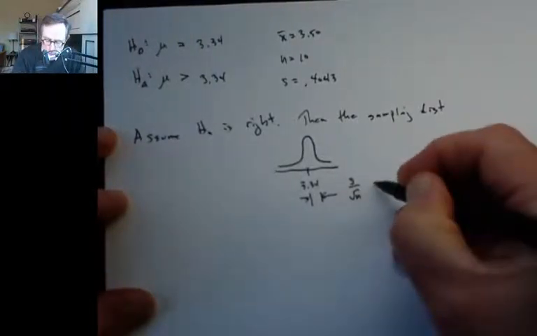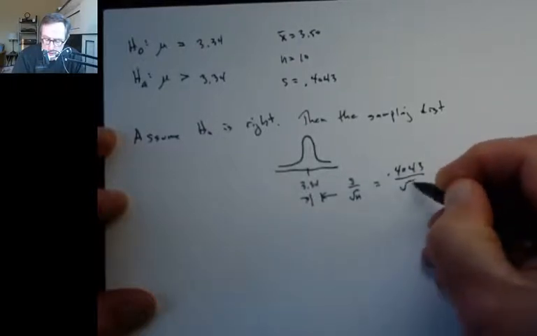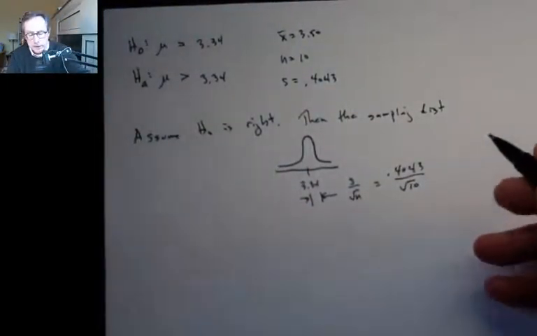So that's 0.4043 over the square root of 10. What does my calculator say that is?